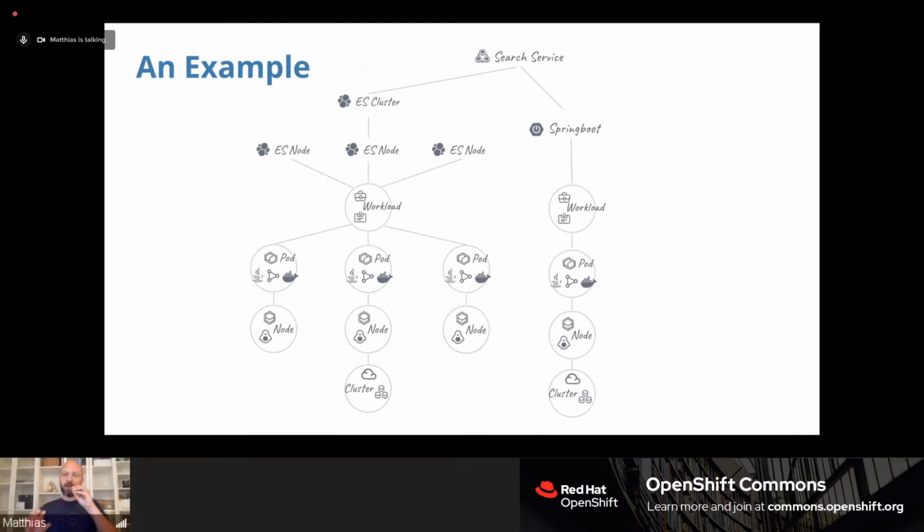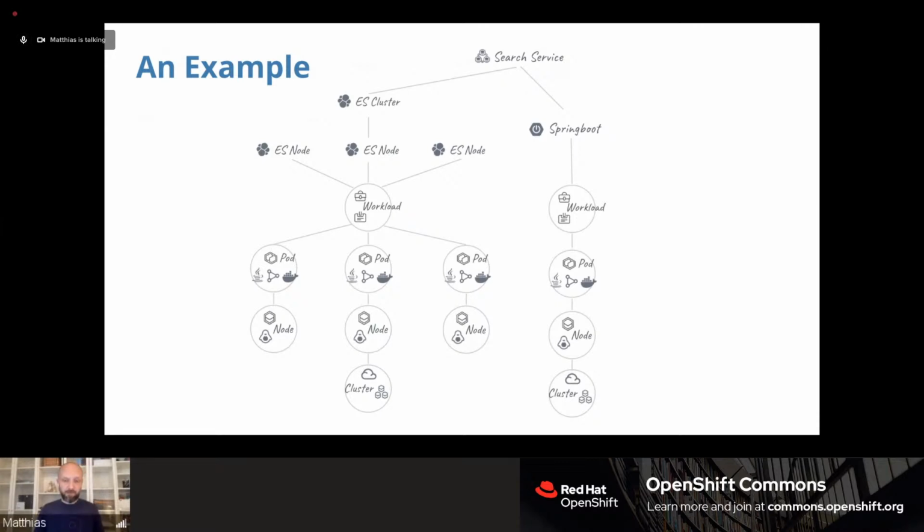The more realistic example is that we're actually talking about a cluster. So Elasticsearch is not a single node, but rather a cluster, and each of these clusters is obviously made up of a couple of nodes. And we might have a Spring Boot application or another Java application, most likely with a similar stack.